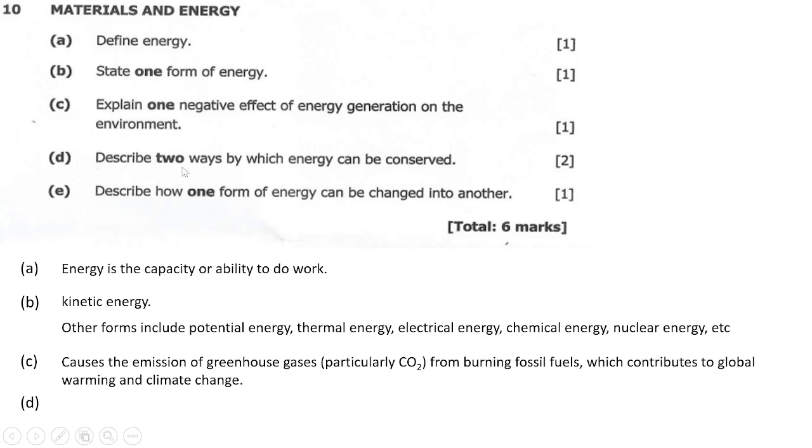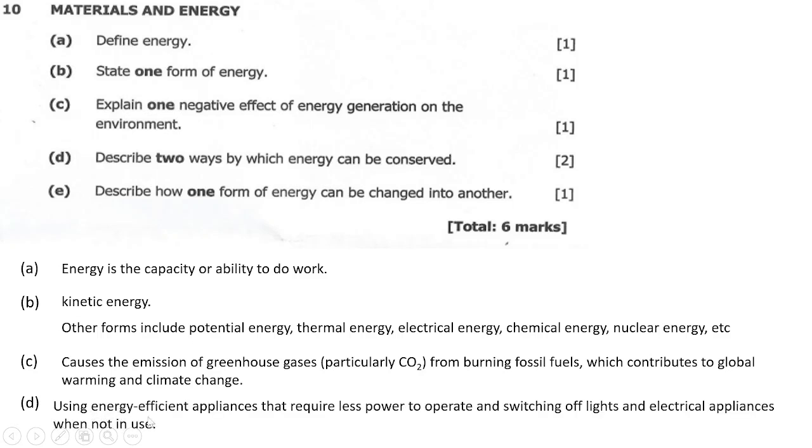Then we come to D. D says describe two ways by which energy can be conserved. Okay, so we can say using energy efficient appliances that require less power to operate, and switching off lights and electrical appliances when not in use.